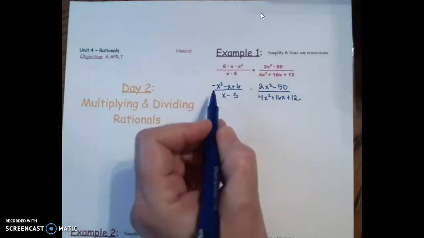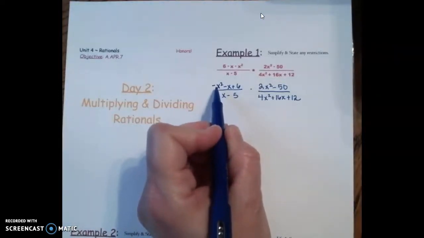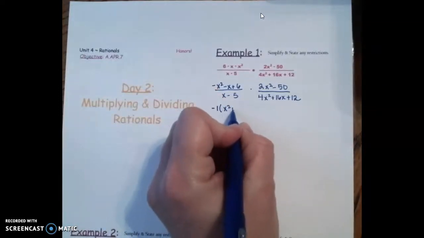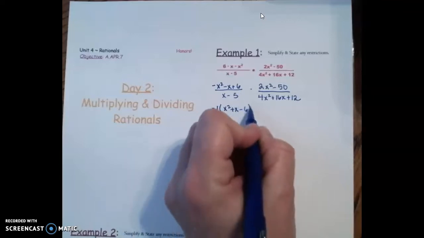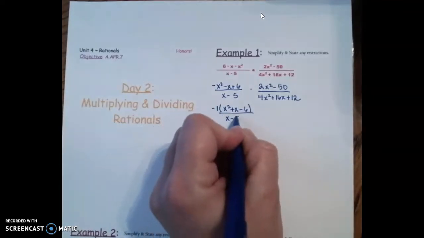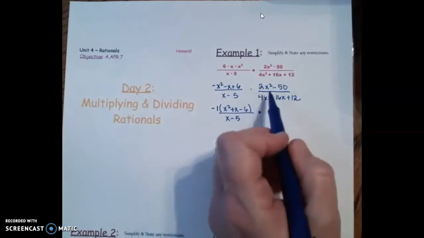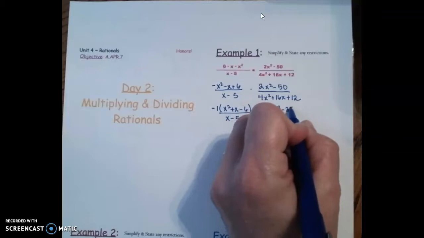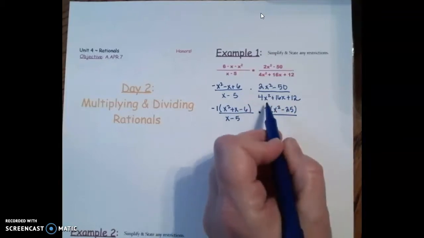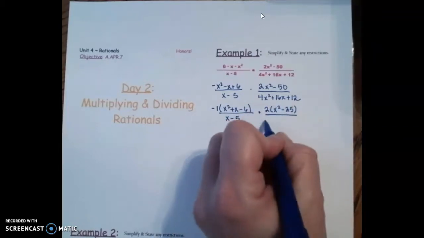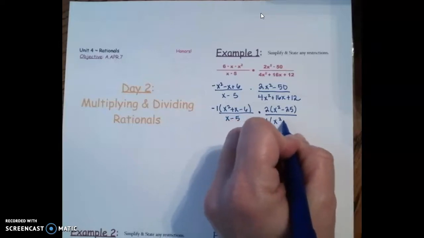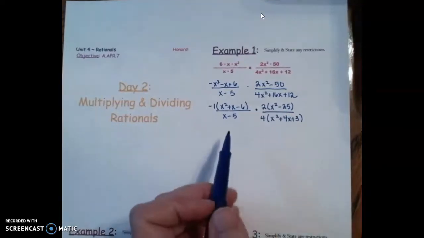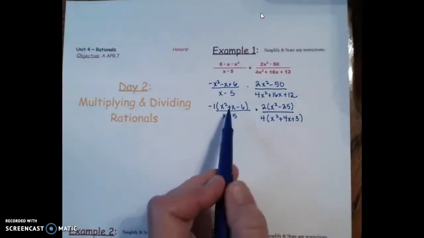GCF first. So in this numerator, I can factor out a -1. So it changes the signs. In this numerator, my GCF is 2. So I'm going to factor that out. In the denominator, in the second fraction, we have a GCF of 4. And then we're going to ask ourselves, can I factor in the parentheses any further?